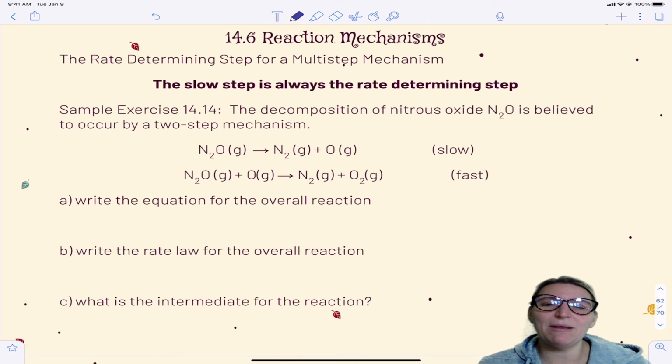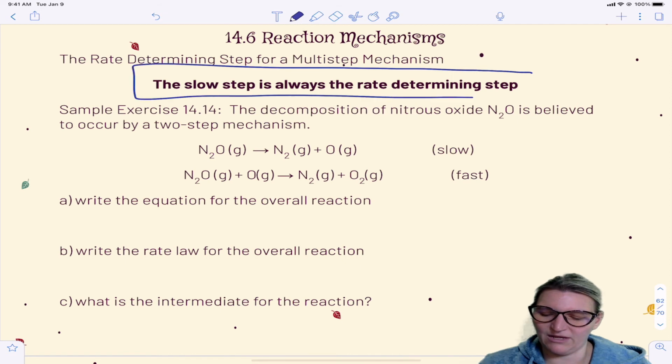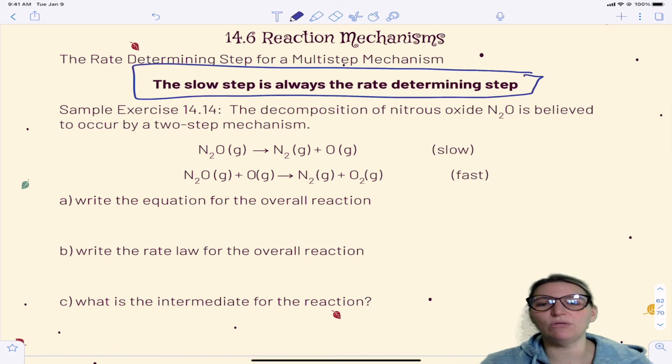So if I have a multi-step mechanism, what determines the rate law? It's not just going to be maybe 1 and then 2 and then 3 reaction mechanisms. And this is the big concept here: the slow step is the rate determining step. This is true in any process. No matter how fast an assembly line works, the only thing that matters is how fast the slowest step goes, because that limits the rate at which the reaction or the assembly takes place.